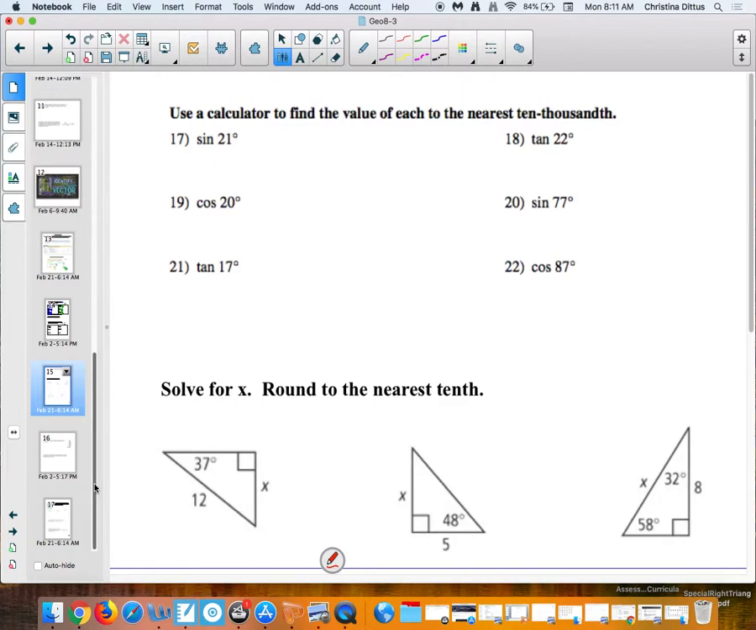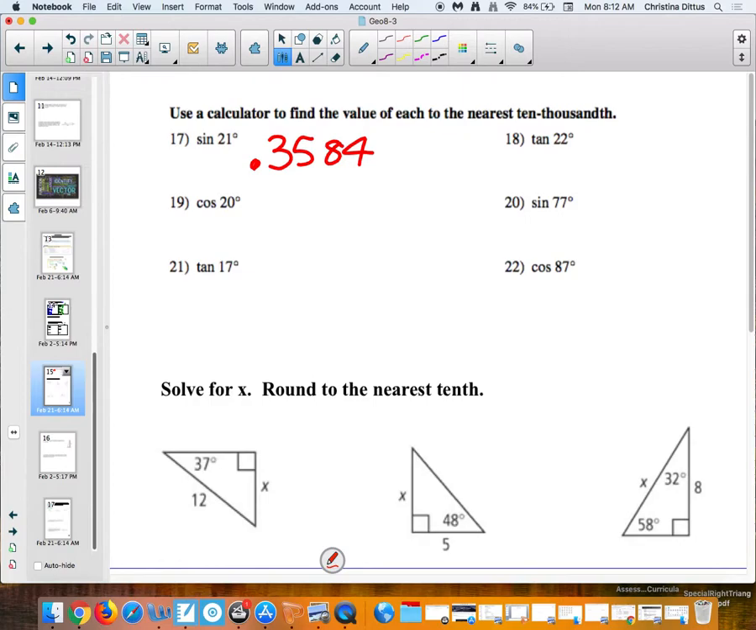Okay, hit the sine and then enter 21. Sine of 21. What does that do? I need 4 decimal spots. You just need to hit regular sine, not second sine.